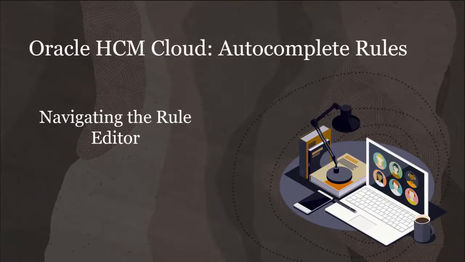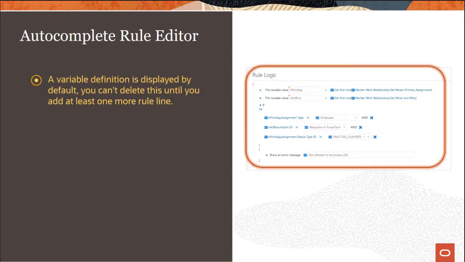In this video, I'll explain the navigational elements used in the Autocomplete Rule Editor. Once you are inside the Rule Logic section to start building a rule, you are, by default, presented a variable definition. You cannot delete this until you have added at least one more rule line.